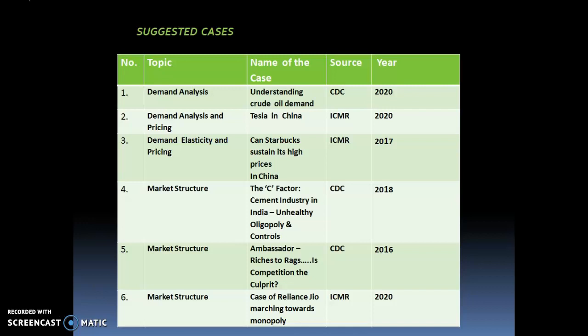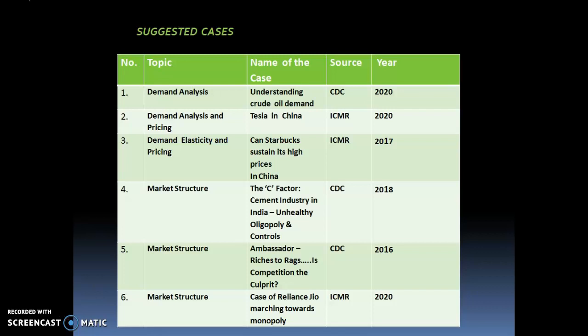Moving over to the next topic, market structures. We have 3 relevant cases for that. First is the C factor, or the cement industry in India, unhealthy oligopoly and controls. So here we talk about, as the very name suggests, it is a case which is related to oligopoly. The next one is Ambassador Riches to Rags. Is competition the culprit? This is again a case which is mapped under the topic of market structure.